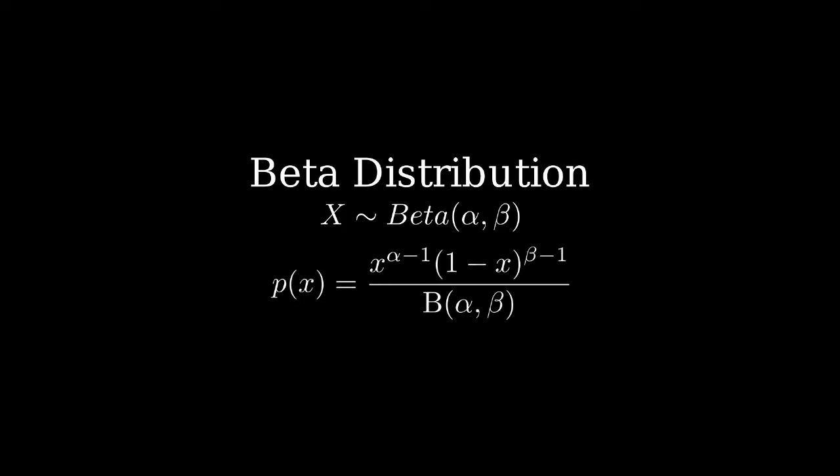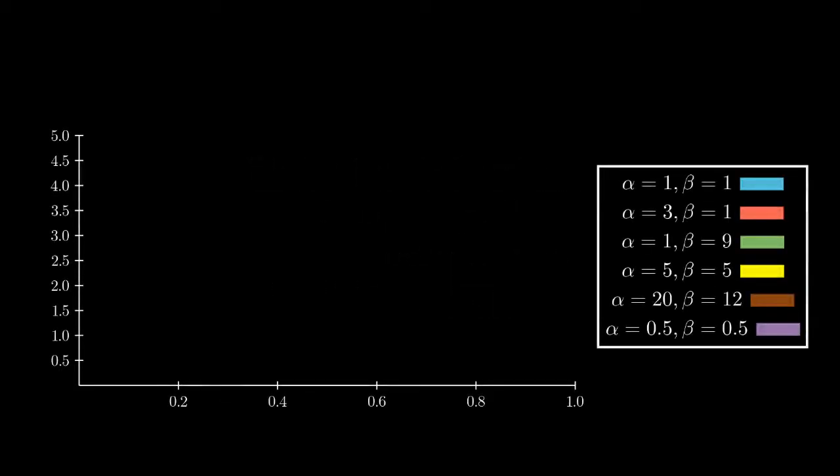In the denominator, we have the beta function. It's related to the binomial coefficient we saw earlier when alpha and beta are integers. I won't go into too much detail on that, but advise the viewer to look into it if they're interested. So what does it look like for different values of alpha and beta?